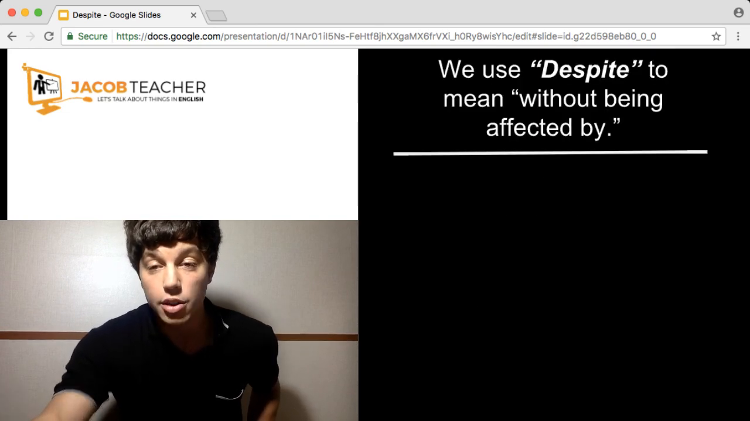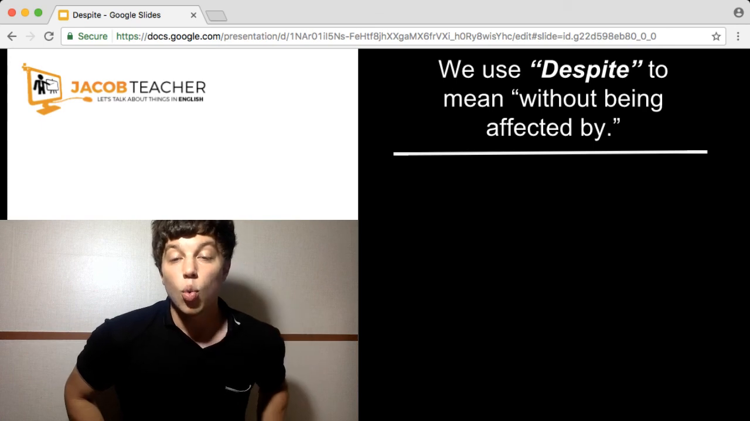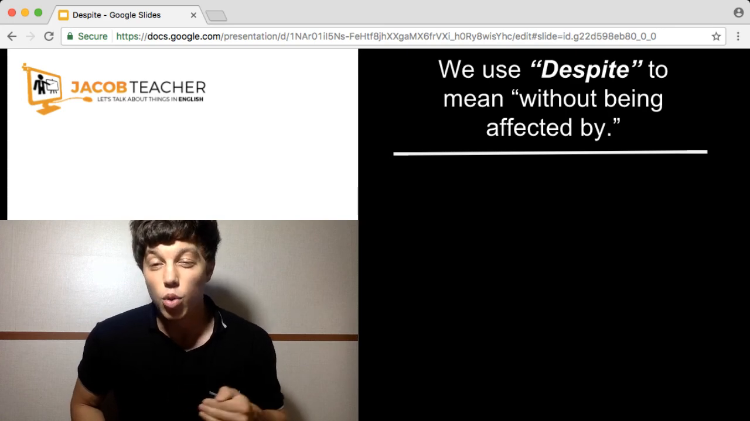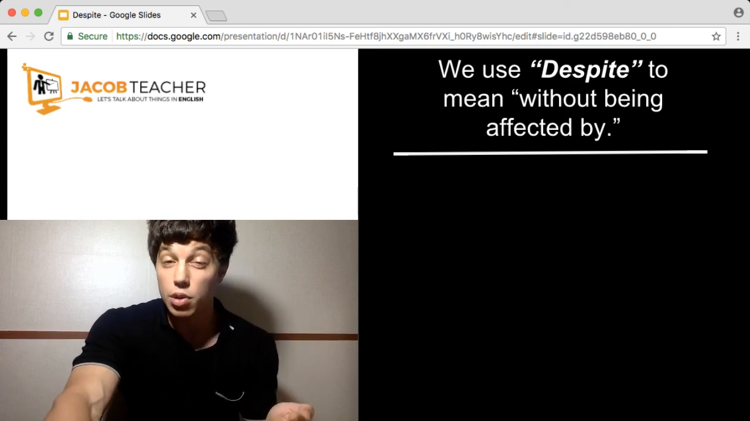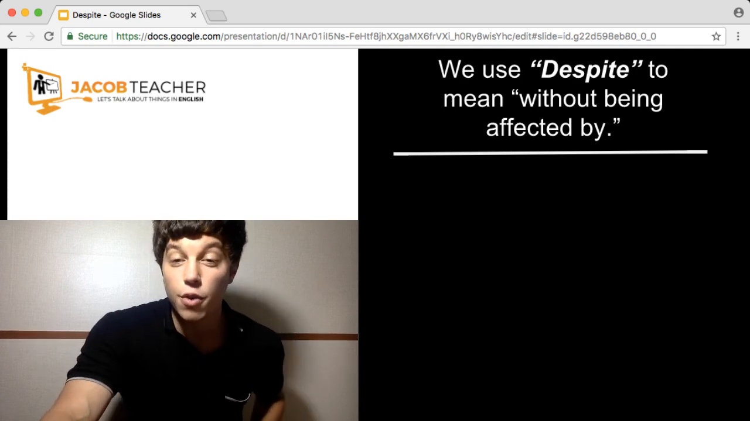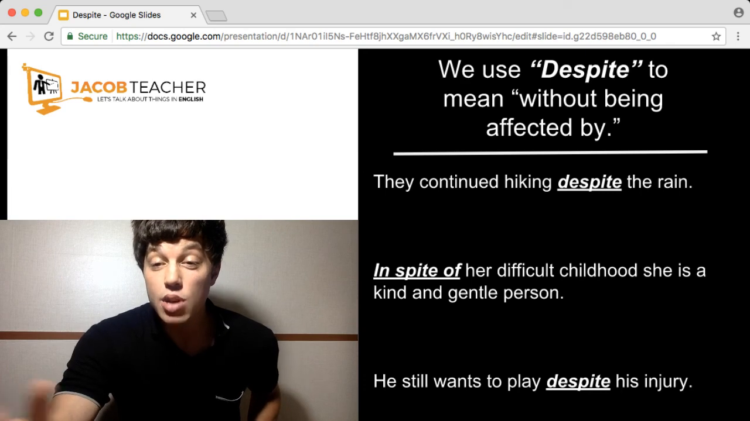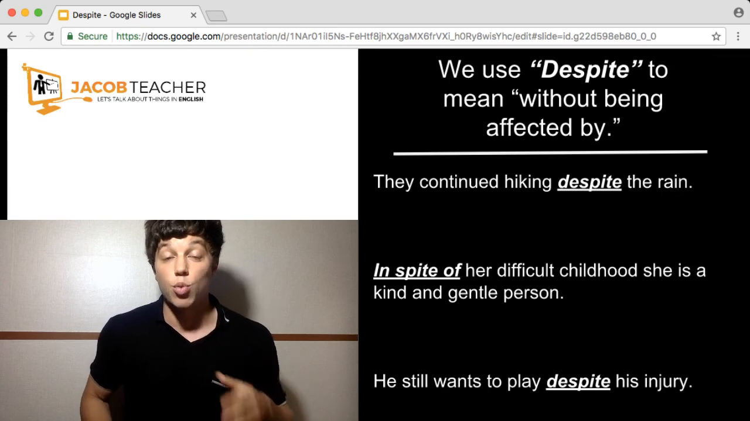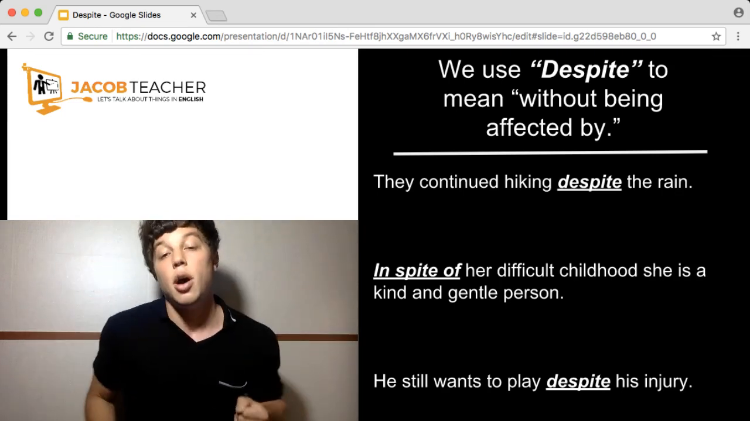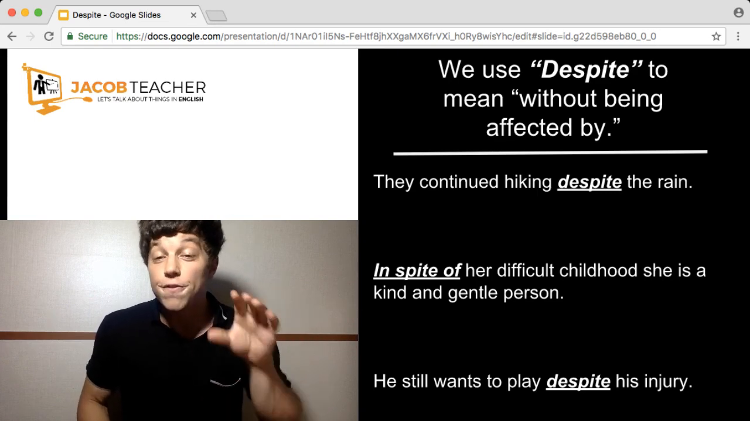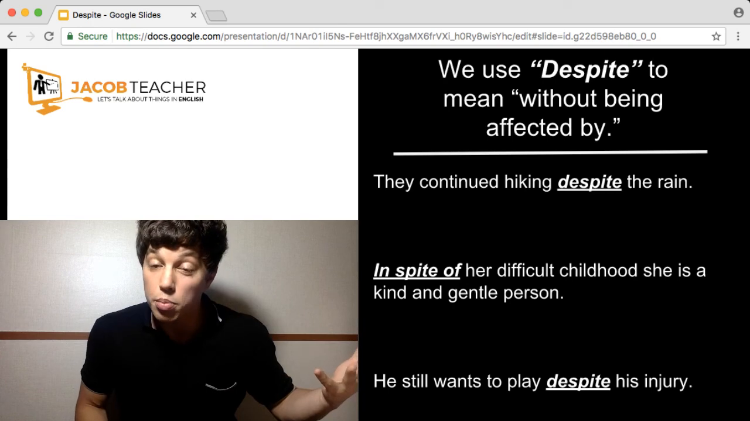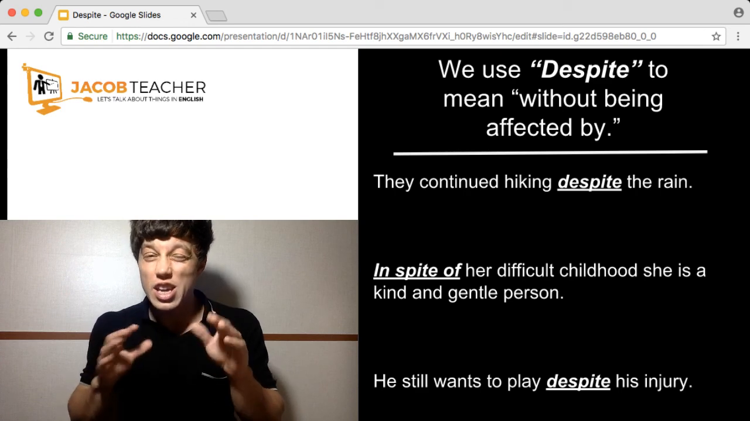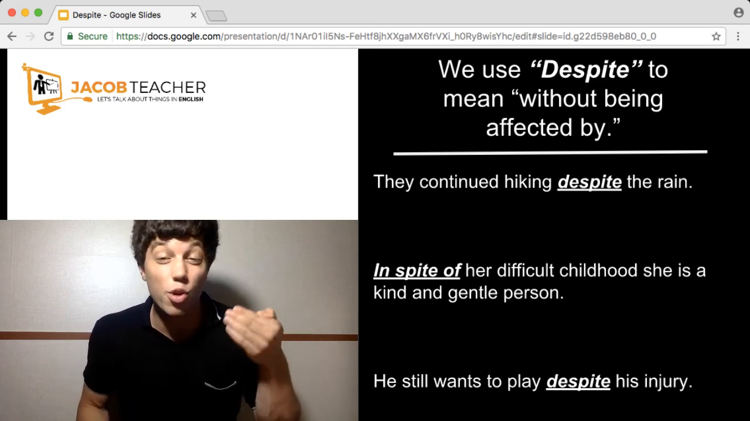So the first question, what does this mean? What does despite mean? We use despite to mean without being affected by. Let's look at some examples and I will explain this a little further. So, they continued hiking despite the rain. What this means is it was raining, but these people were not affected by the rain. They didn't really care about it maybe, or they weren't affected by it. They continued hiking despite the rain. It's raining, but it doesn't matter. They continued to hike. They weren't affected by it.